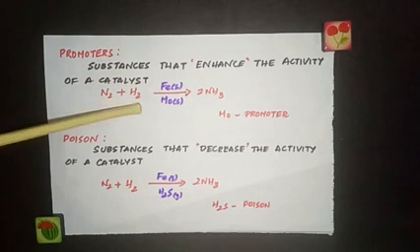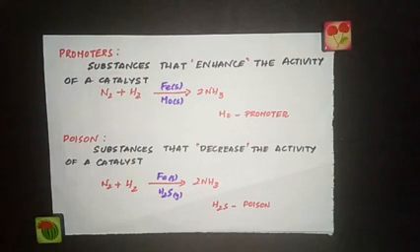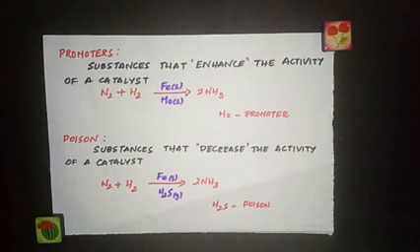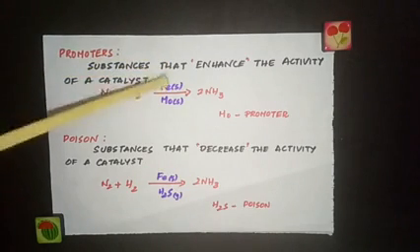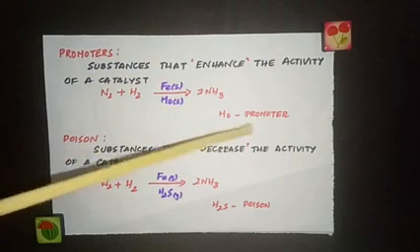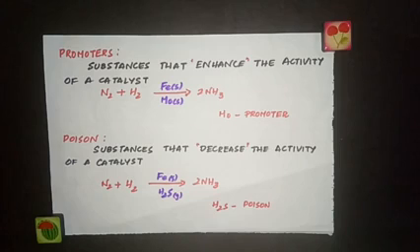So for this reaction, you use iron solid as the catalyst. The activity of the iron will be enhanced, its performance will be better if you add this molybdenum. So here this molybdenum is called the promoter. So promoter is the substance that enhances the activity of a catalyst, but itself is not acting as a catalyst, but it is enhancing the activity of a catalyst.